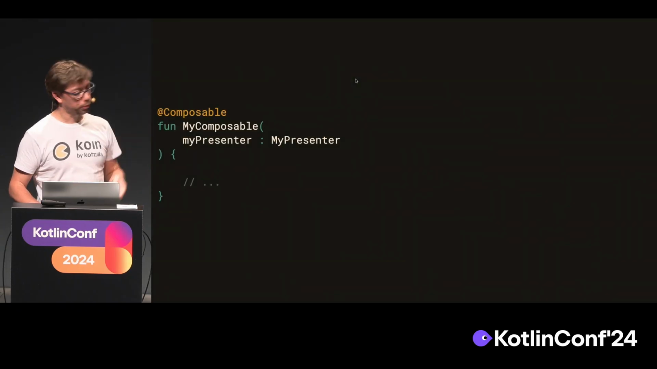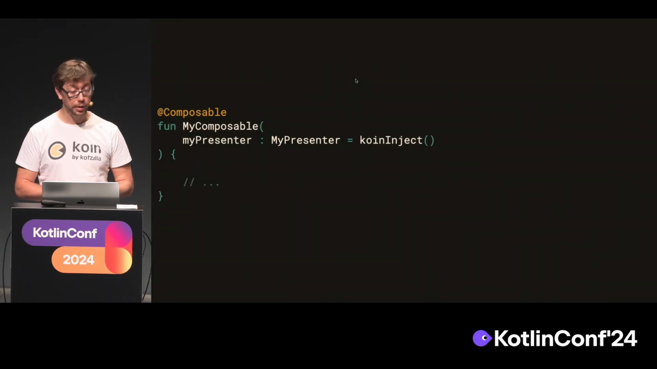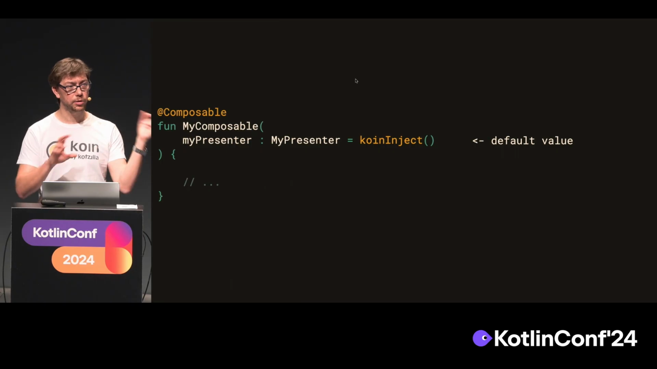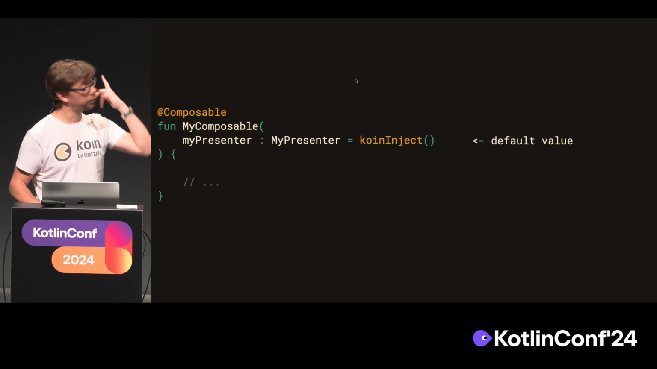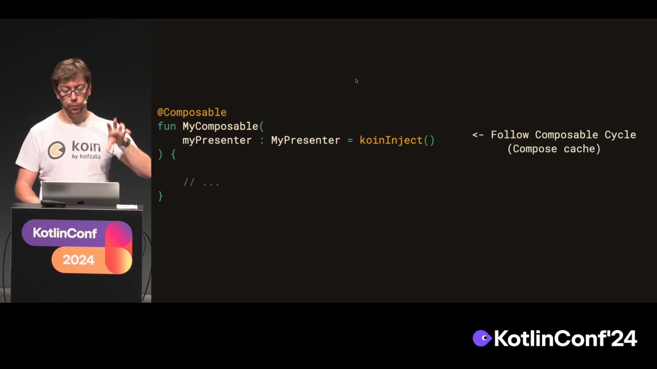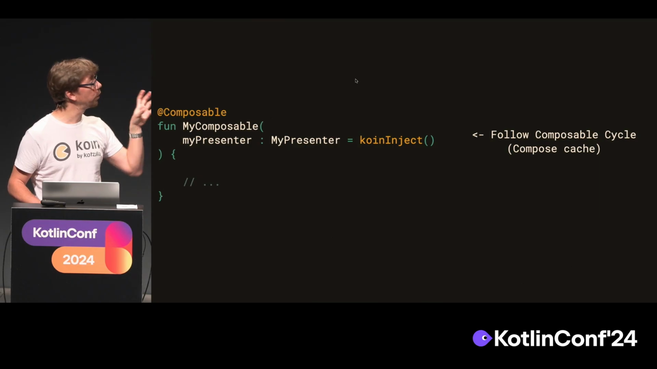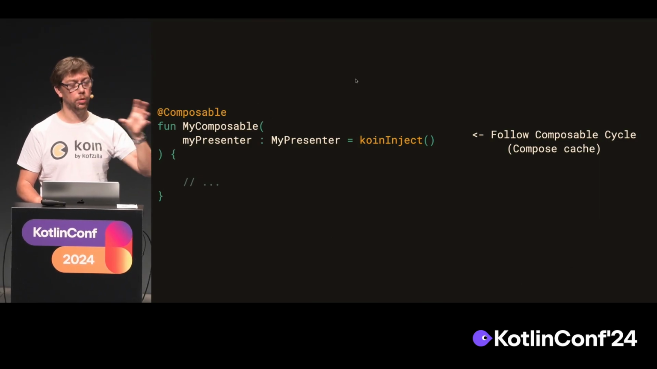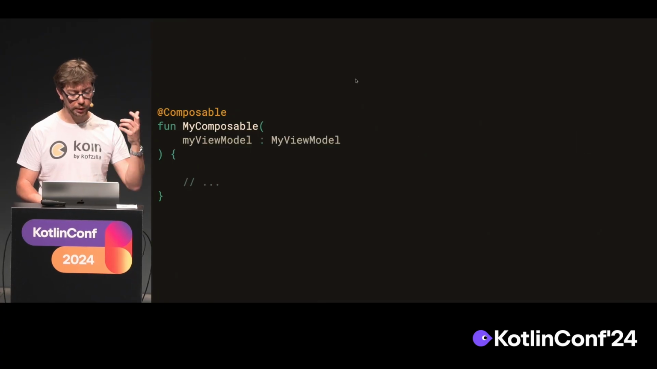Here, for example, is a composable. You have a presenter, and what you can just do is use the keyword koinInject inside your function, and as a default value in your function, you will be able to inject your instance of MyPresenter. It's following the default cache of Compose, so if your composable widget is dropped or recreated, it will be recreated also.